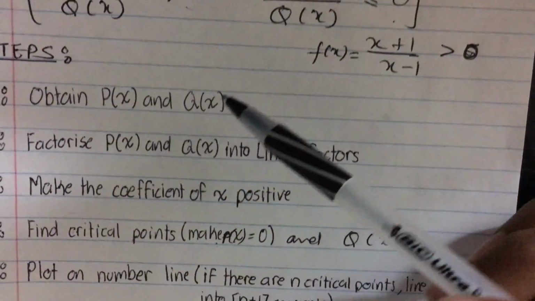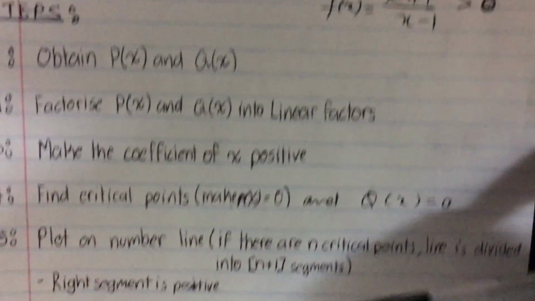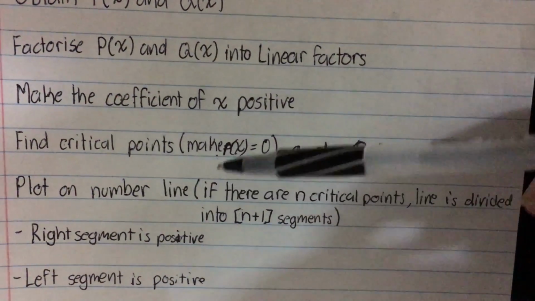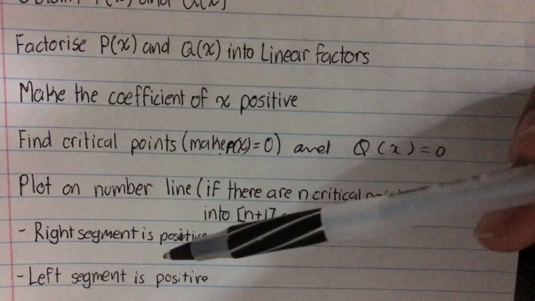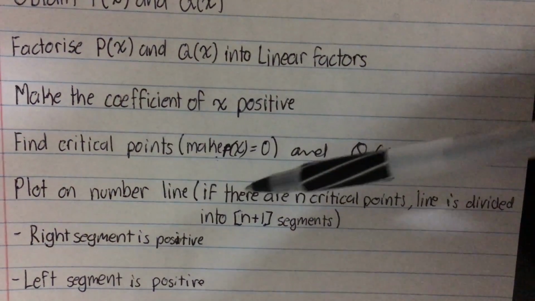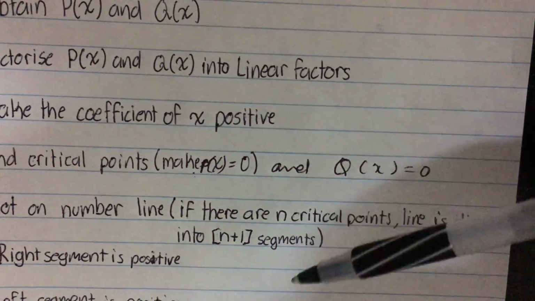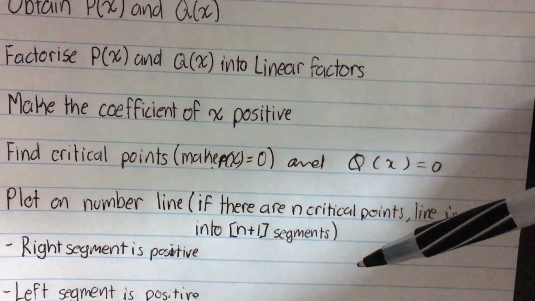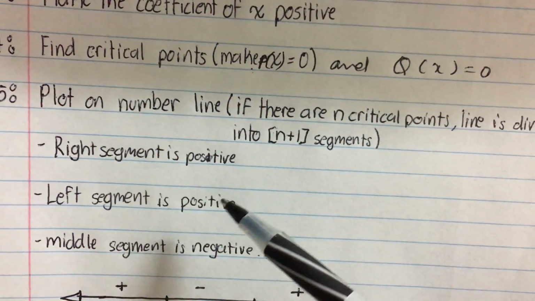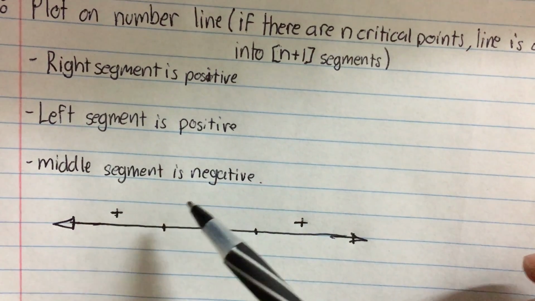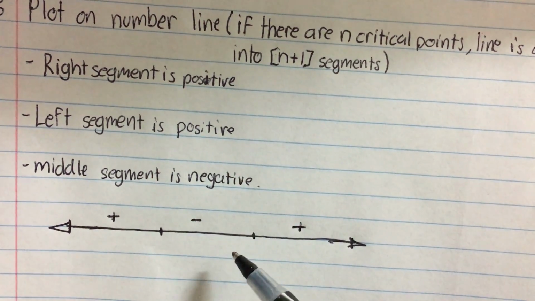So you just want to make px and qx equal to 0 for our next step, which I'll tell you right now. So after you find the critical points, you're going to plot the critical points on the number line. If there are n critical points, the line is divided into n plus 1 segments. The right segment is always going to be positive, the left segment is also going to be positive, and the middle segment is going to be negative, like so.